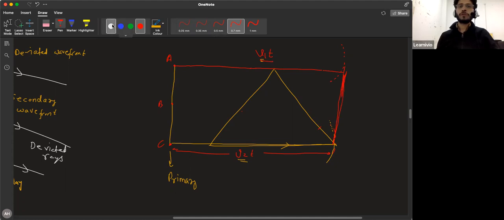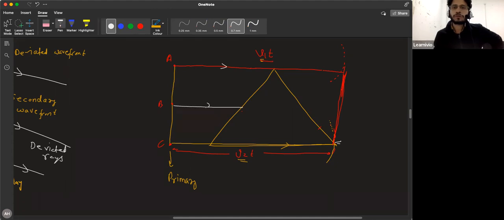Now, once you have a wavefront, you can draw rays also. So how do we draw rays if you have a wavefront? This is your primary wavefront and this is your secondary wavefront. How will you draw rays if you have the wavefront? Perpendicular. So you draw perpendicular over the primary wavefront. So these are your rays.